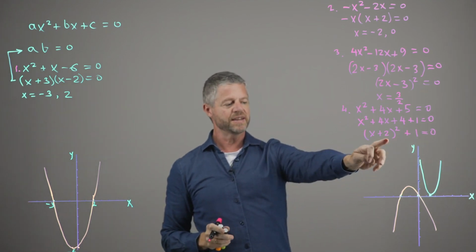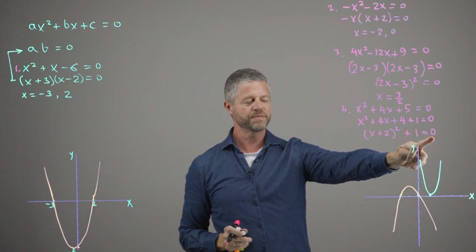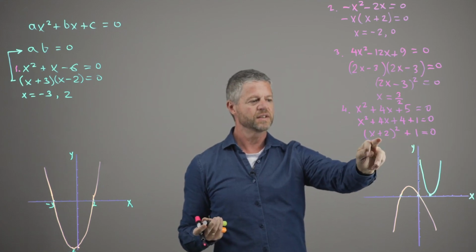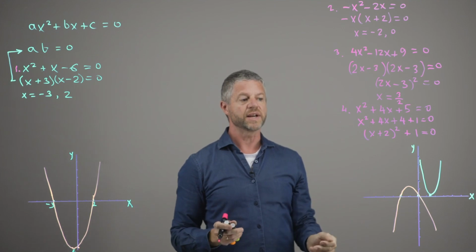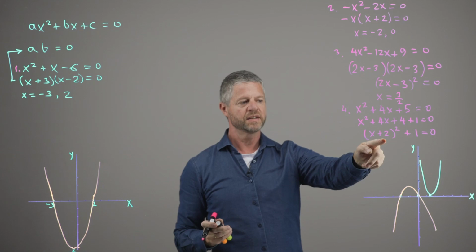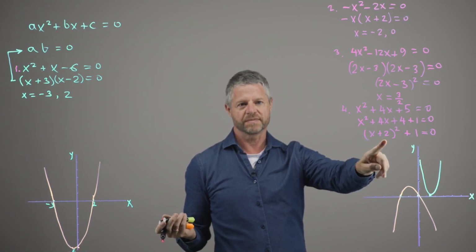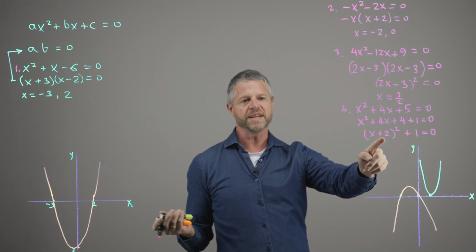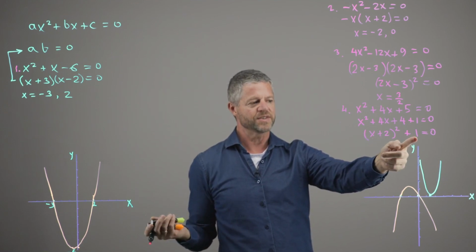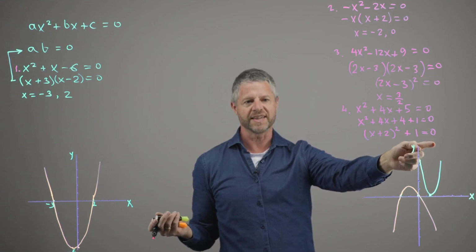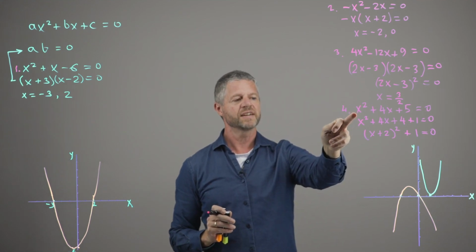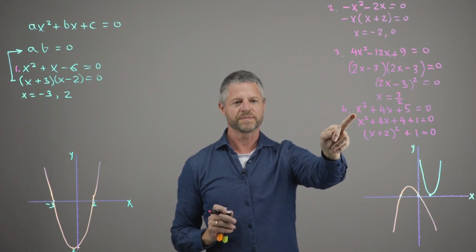So I need to try and make this equal to 0, find a value of x so that this is equal to 0. I can't do it, because x plus 2 squared, the smallest this could be is 0. If x was minus 2, this would be 0. But then I've still got the 1 here, and so I can't get the left-hand side of this equation equal to 0. So this quadratic equation has no roots.